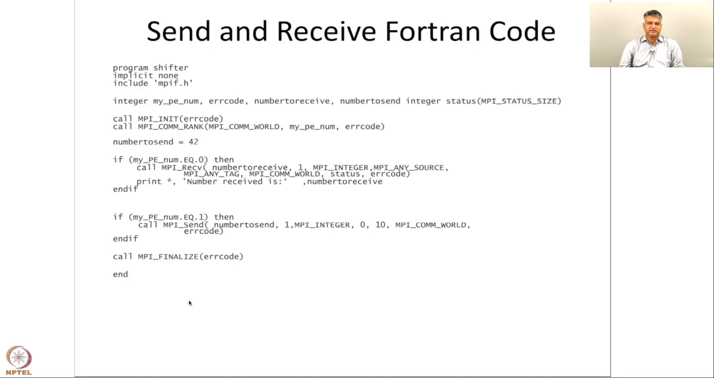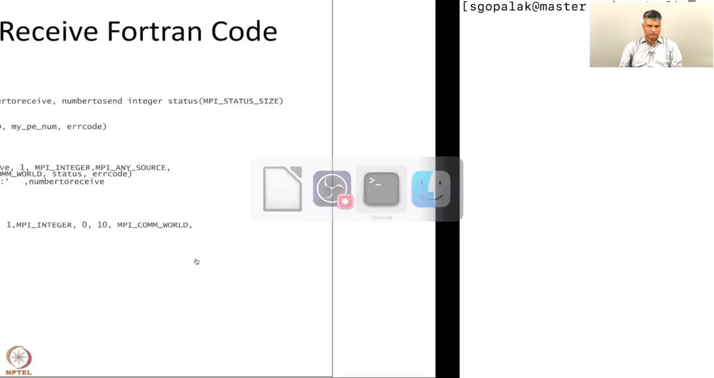If I were to look at the same code in Fortran, it is very, very similar. I have the same variables and we have one extra variable, the error code. So I call the MPI init function, I then call the MPI communication rank function, I set number to send to be 42, I put the if condition saying that if my process number is 0, please do MPI receive and then print number, and if my process is 1 or anything else, please go ahead and do the send and finalize the code. So this is the Fortran version of the code. Let us now go and execute this code.